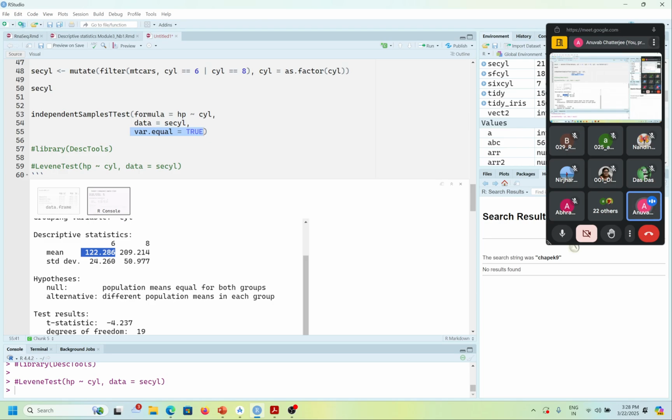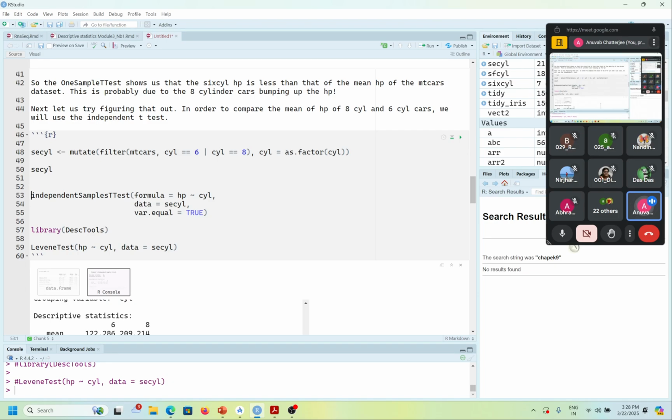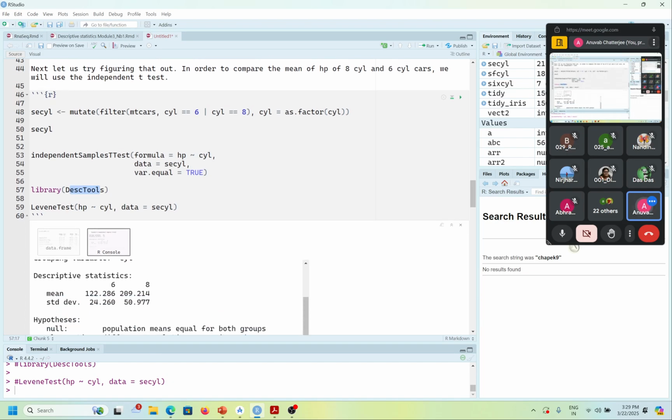So what will you do in that case? You will have to first figure out if the variance is actually equal between the two datasets or not. For that, you use the Levene test. The idea is the same, you just compare the variances and see if they are actually very different from each other. To run that, you use the library dissect tools, and the Levene test has a similar idea to this. You put in a formula, this is what you want to compare, this is what you're comparing against, these are the two groups, and the data is ACCYL.